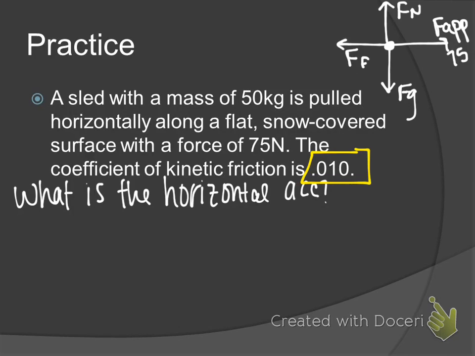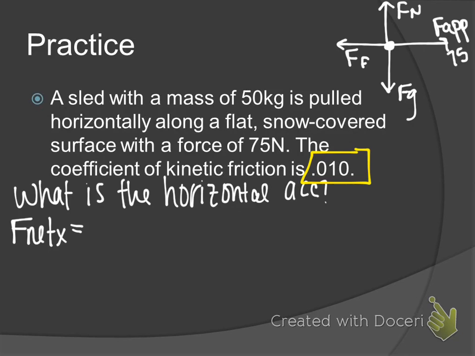Our overall goal is to find the horizontal acceleration. So let's think about this. First of all, is our object moving vertically at all? As we're pulling this sled, is it accelerating vertically? No. So we're not going to be concerned with the vertical part just yet, although we're going to need it. So let's set up our horizontal net force equation, F net in the x direction, because our goal is to find the horizontal acceleration.